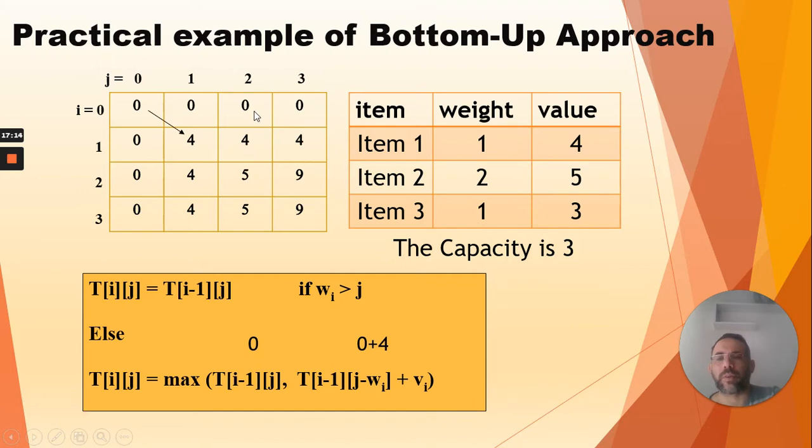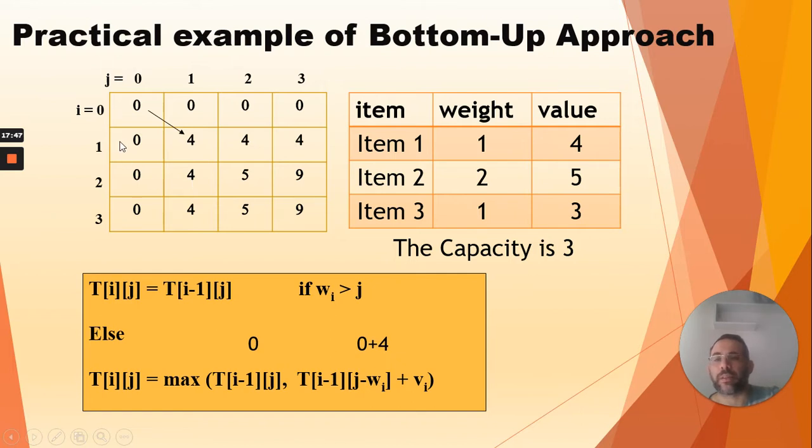We have to refer to a most important thing here. As we see here, every cell represents the optimal solution for a certain sub-problem. For example, if the capacity is 1, and we use 2 items, 1 and 2, the optimal solution for this sub-problem is equal to 4.